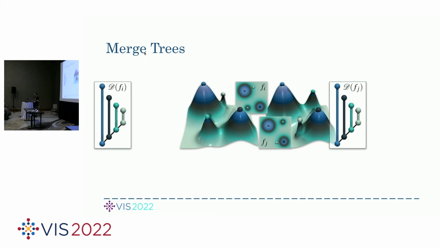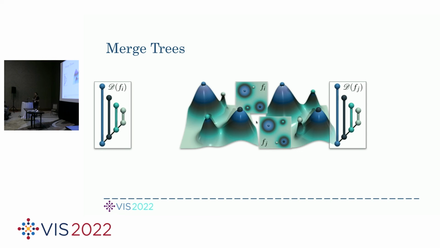So let's say we have two scalar fields in 2 dimensions here. We are shown in the third dimension the scalar values here. And we see that these two scalar fields are very similar. The only difference is that we have swapped the position of these two mountains, these two peaks of values.